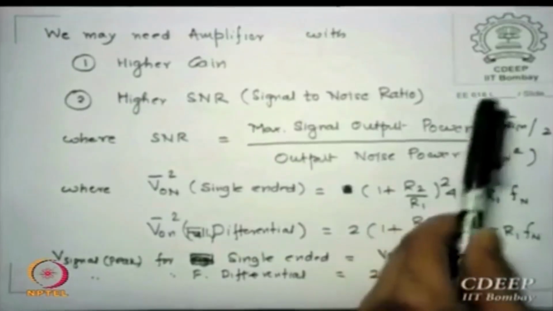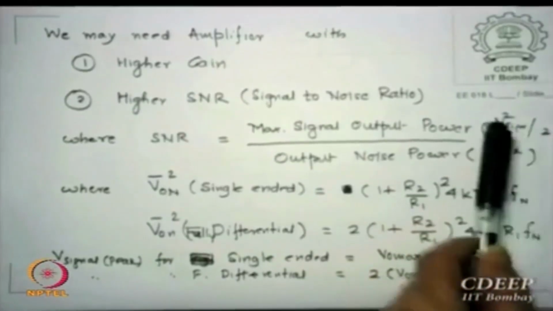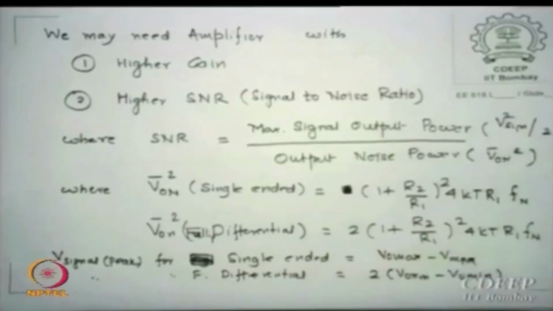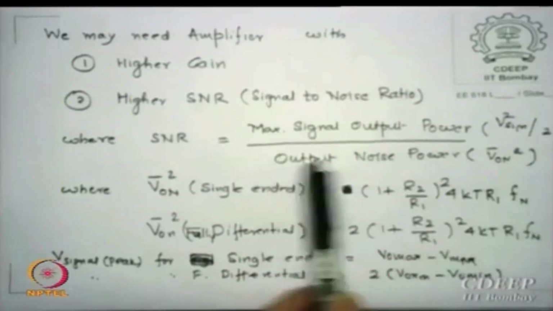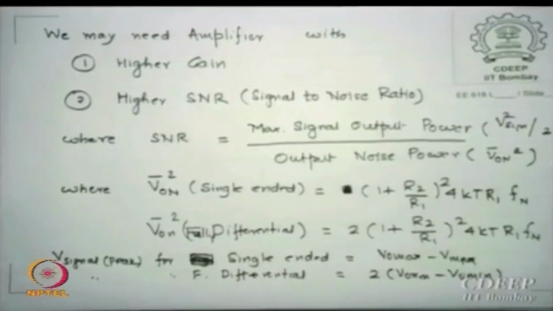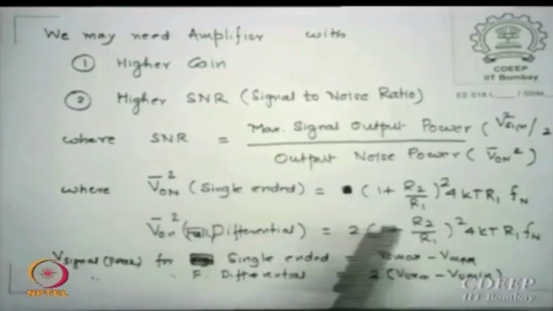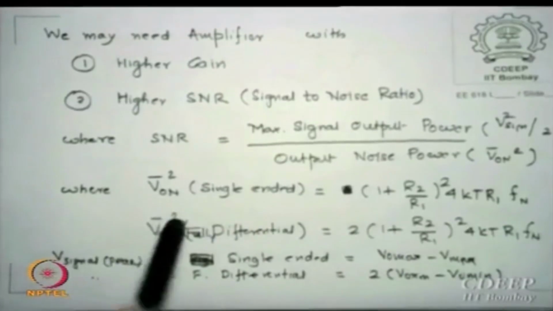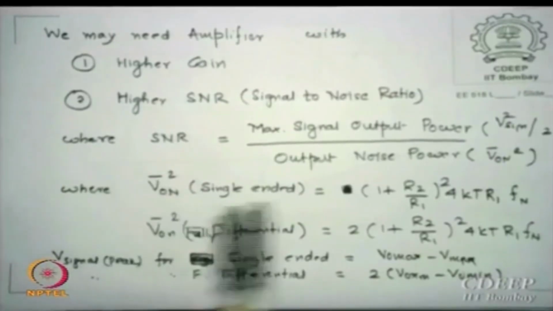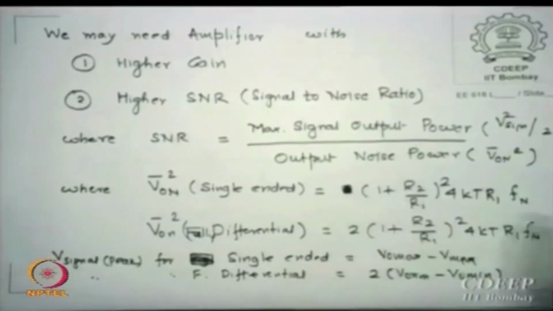If V square signal is the peak value, the peak value of this square by 2 is the maximum signal, and output noise power is VON bar square, or VON square average value. Please remember, I will solve this in the noise case, but these are trivial. One can solve that VON square for a single ended case is (1 plus R2 by R1) square times 4kT R1 into Fn, and Fn is called the noise bandwidth.